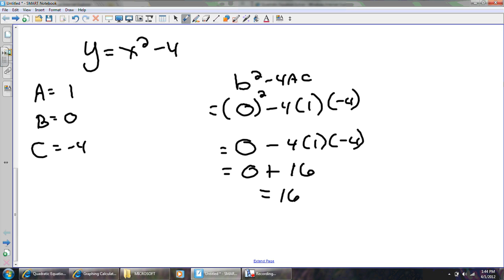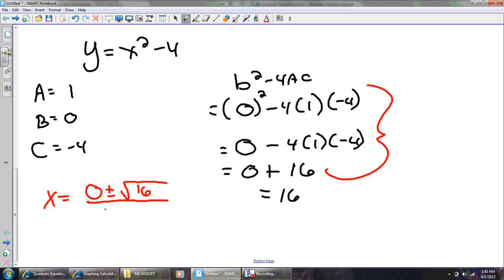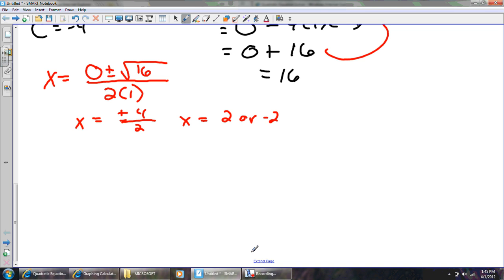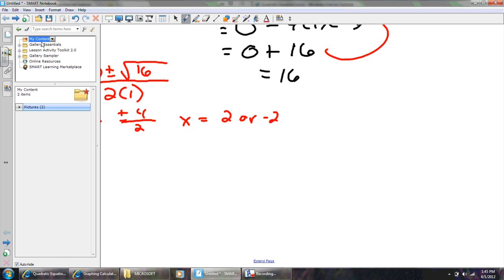So now I'm going to go into the quadratic formula, but I'm not going to write down b squared minus 4ac. I'm just going to put 16 in its place. It's okay because I've done all the work right here, right? So I'm going to do x equals the negative of b, which is 0, plus or minus the square root of 16. The whole thing is over 2 times 1. All right, x is going to equal plus or minus 4 over 2, which means x will equal 2 or negative 2. And that is what the online thing got for us.